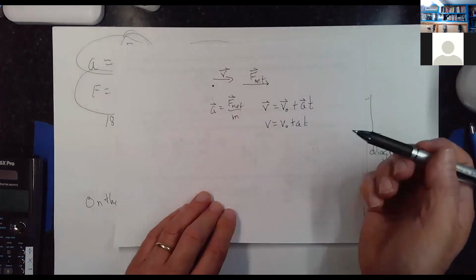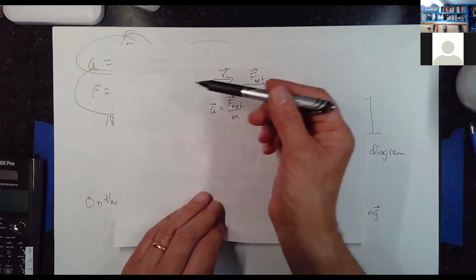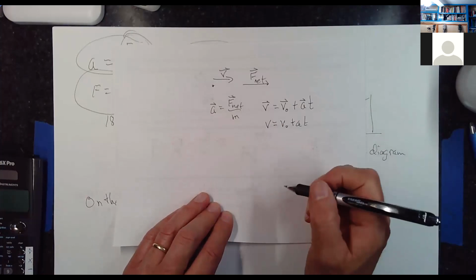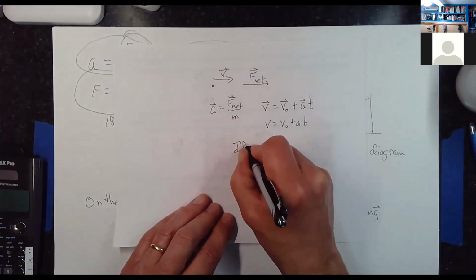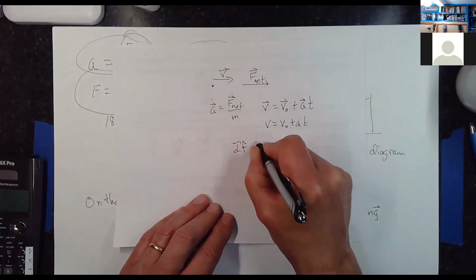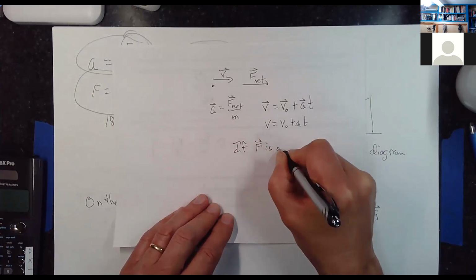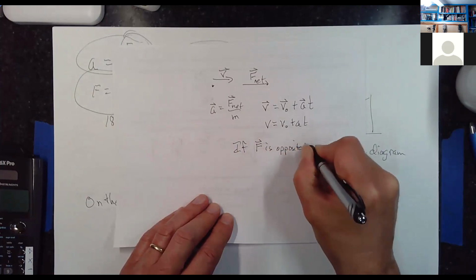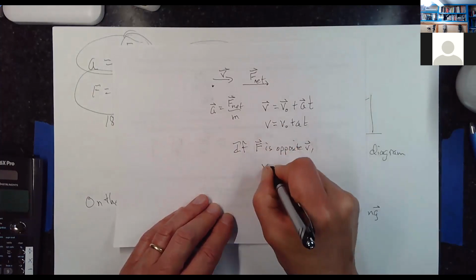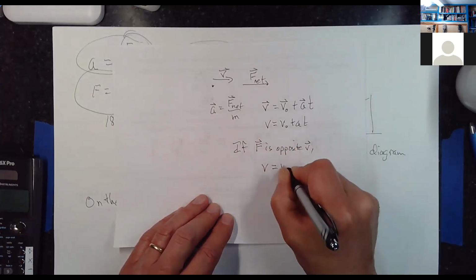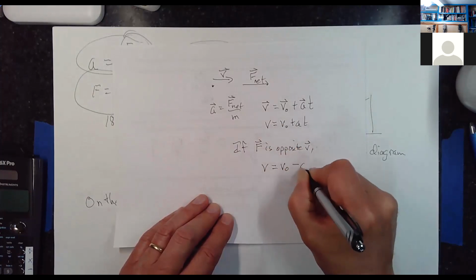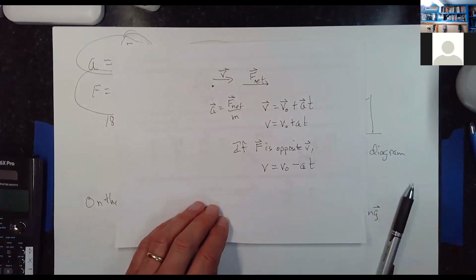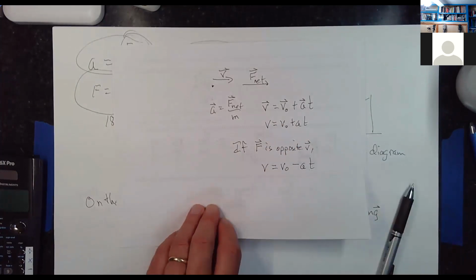And if the force happened to be opposite the velocity, then we could say it had a negative acceleration. So if F is opposite v, then we could say v is going to equal v naught minus at. You would get a negative acceleration in that case.